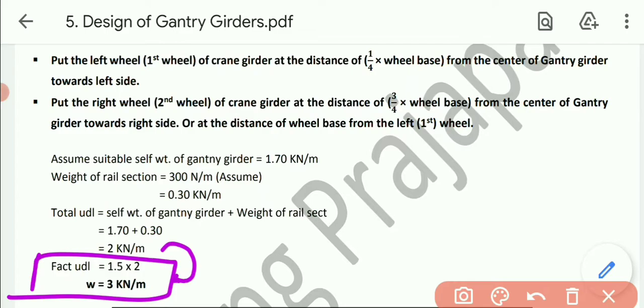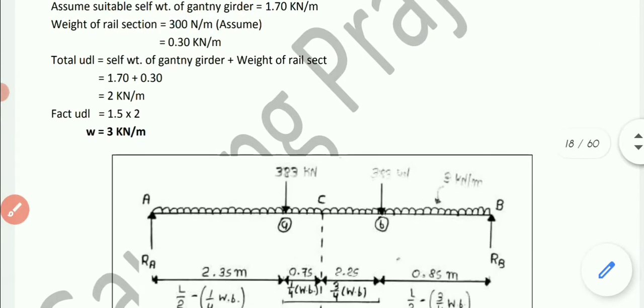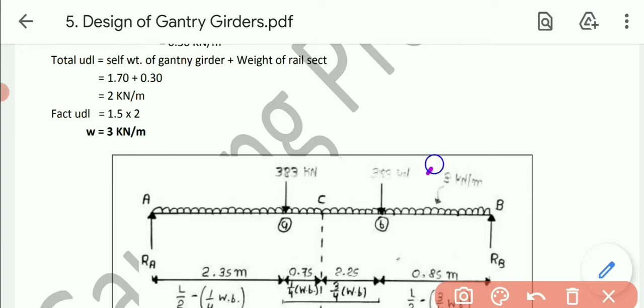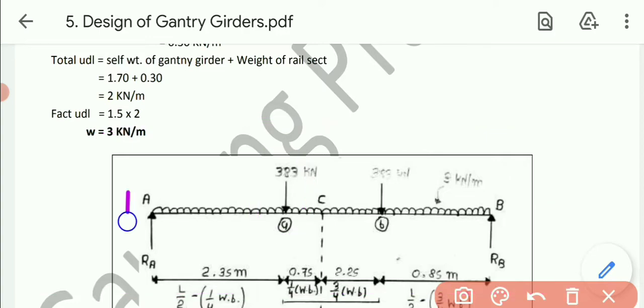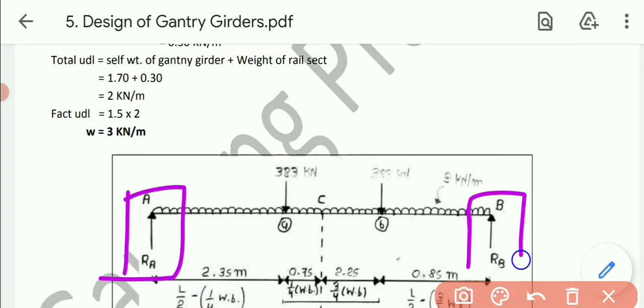So the answer will be 3 kilonewton per meter. So that's my criteria, say this UDL of 3 kilonewton per meter. Now I have already made this arrangement, so as per this arrangement I will get the maximum bending moment over here. But in order to calculate the maximum bending moment, first of all I need to calculate these two reactions, RA and RB.